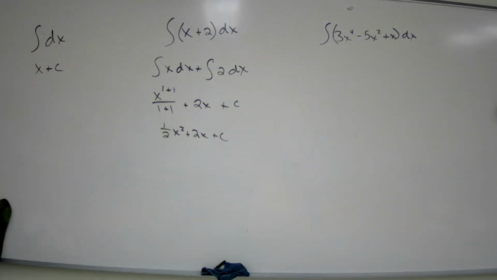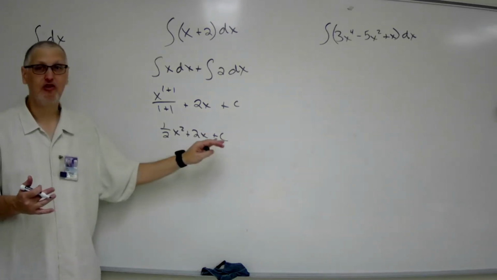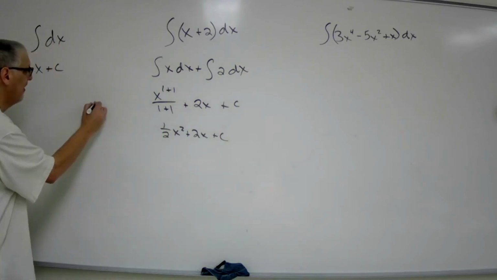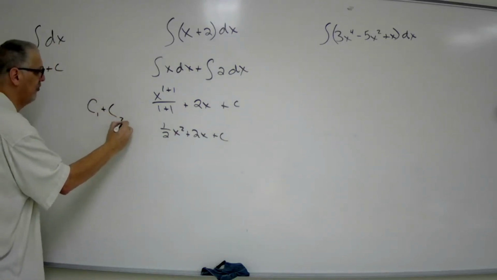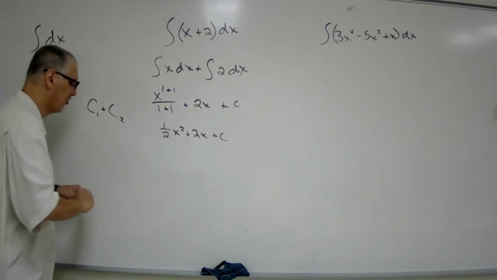Questions on these so far? What's wrong, Vanessa? There's only going to be one C. Correct. Because a constant plus a constant is going to give you a constant. It doesn't matter how many times you do this. If I do a plus c and another plus c, like c sub 1 plus c sub 2, two different constants, it's still going to be a constant. So I'm just going to write the c one time. Okay. Good question.